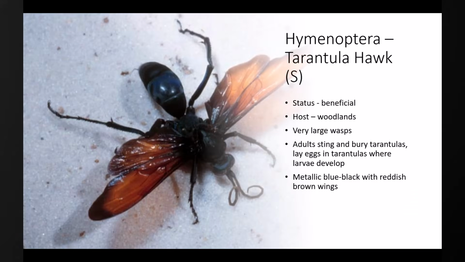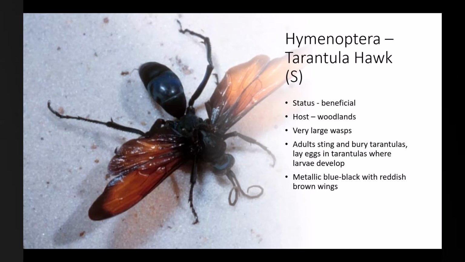And our tarantula hawk is a giant wasp. It's usually black, metallic looking, maybe blue even, but it has very dark amber colored wings. They also have curly antennae, and these are considered beneficial. They're found in woodland areas. You would find them in a park, a nature park. Sometimes you can find them in your backyard, but they're so large, and what they'll do is they also will make a burrow in the ground.